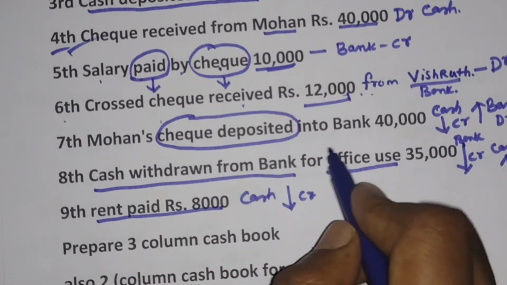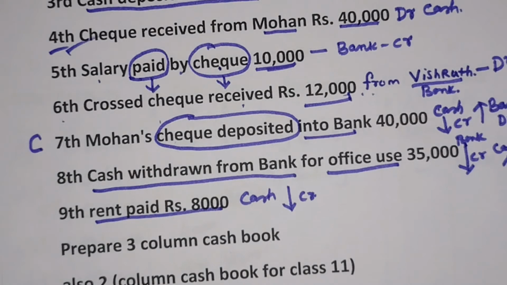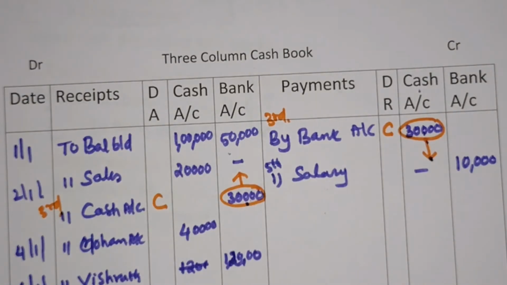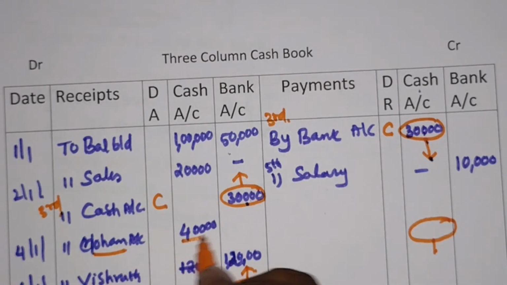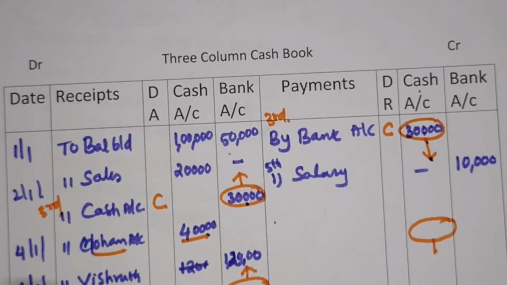And the seventh one, Mohan's check deposited into bank. This is already discussed, that it is a contra entry. Contra entry means that it will appear in both places. The check is deposited into bank. So money will increase in the bank and it will decrease in the office. Mohan's check we already received, 40,000. I am having the check in my hand, that is going out. What is the date? It is 7th.